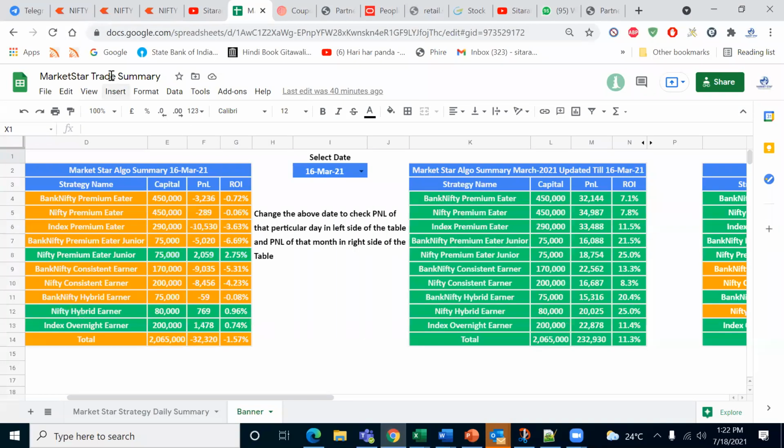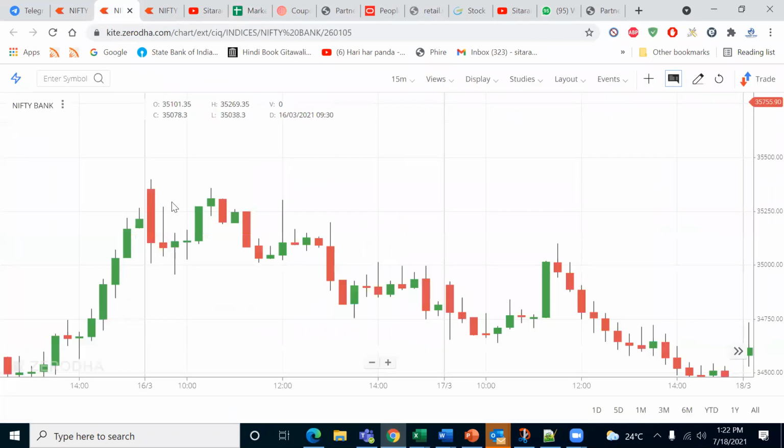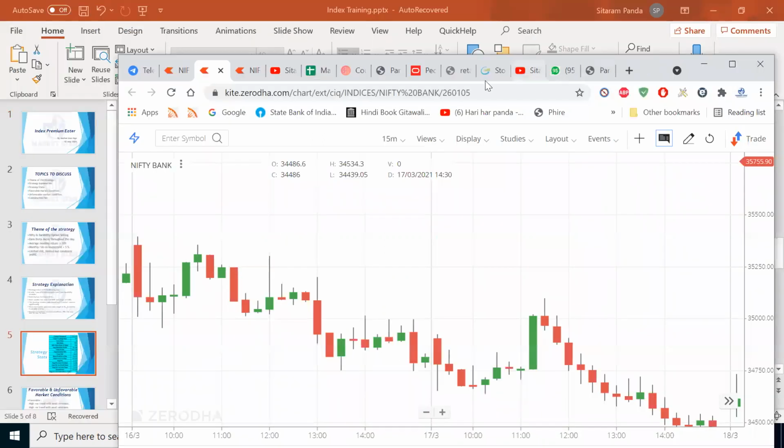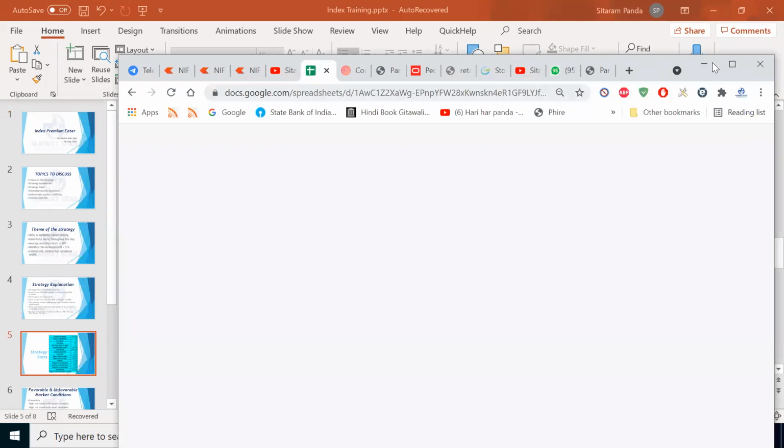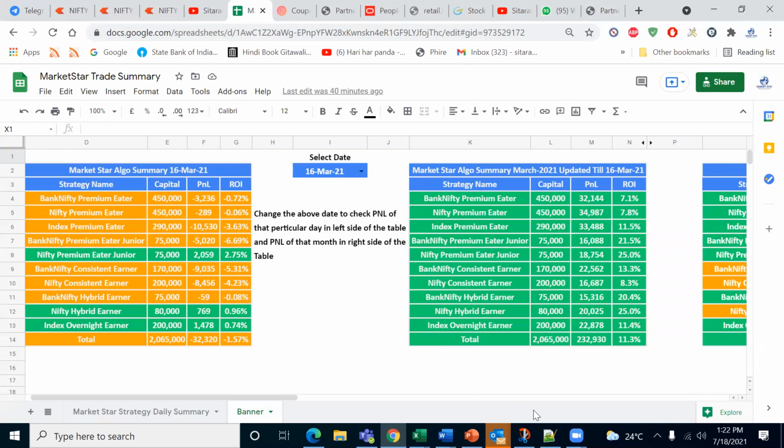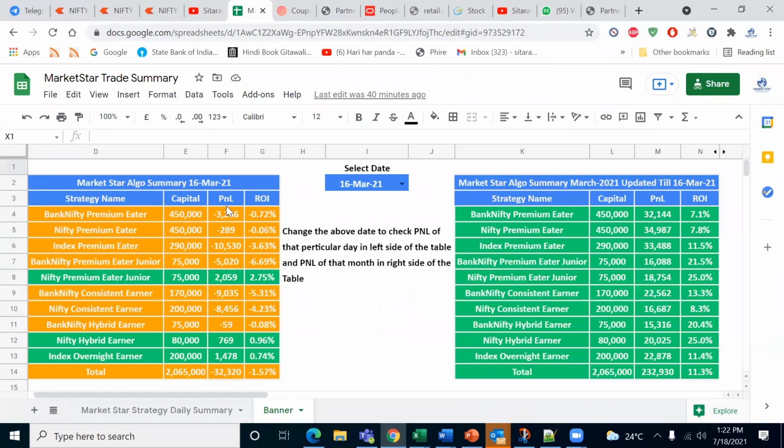Okay, so let's talk about that. This is the day. If you check the 16th, I have all this data. Let me show you the 16th of March PNL. Okay, with a little bit of zoom. Yes, on the 16th of March, because of the high volatility, up and down, many of the strategies gave losses, except a couple of strategies.